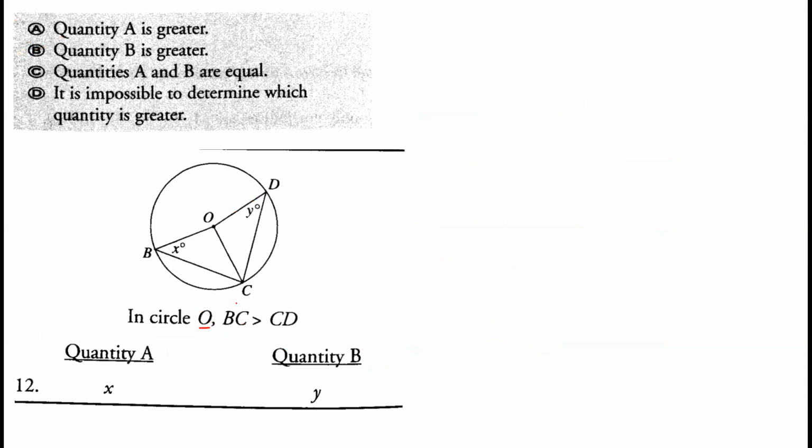Okay, so in a circle O, BC is greater than CD. So this length is greater than this length. Now let's suppose this angle is Y and this angle is Z. Now 100% Y angle would be greater than Z angle. Why? Because BC is greater than DC. Whenever we have an opposite side that is greater, then the angle opposite to that side is also the largest. So if BC is greater than DC, then angle Y would be greater than Z. This is 100% true.